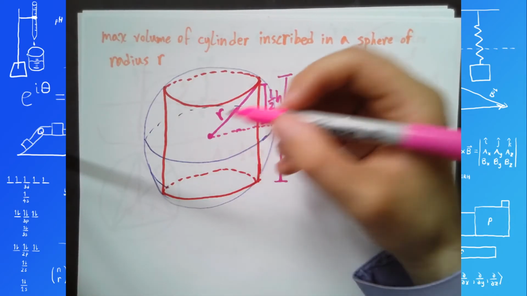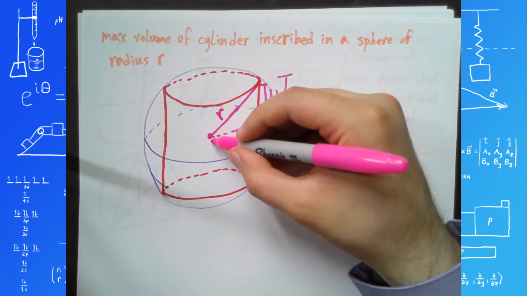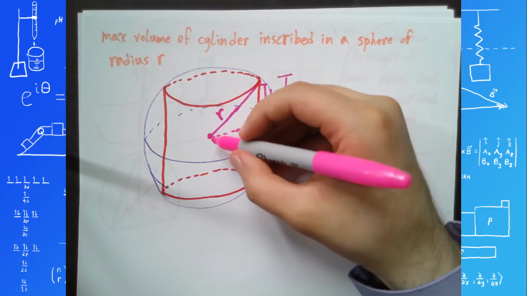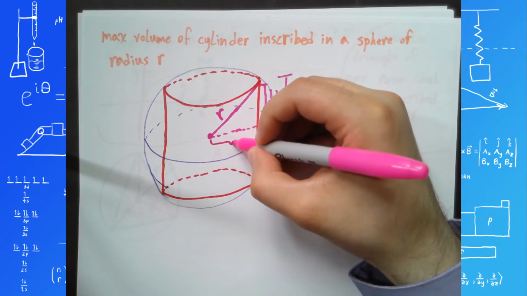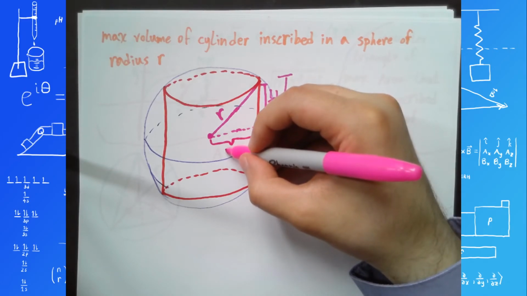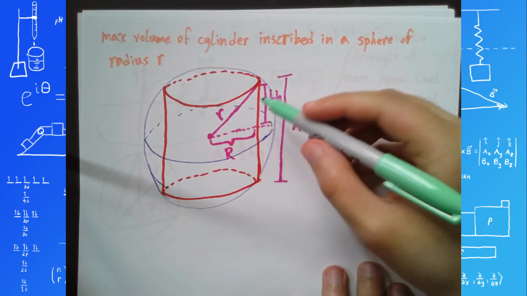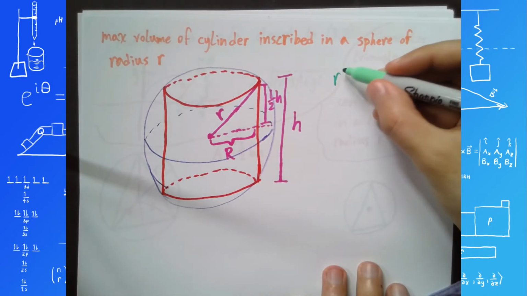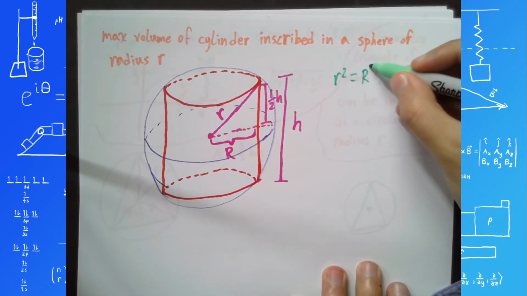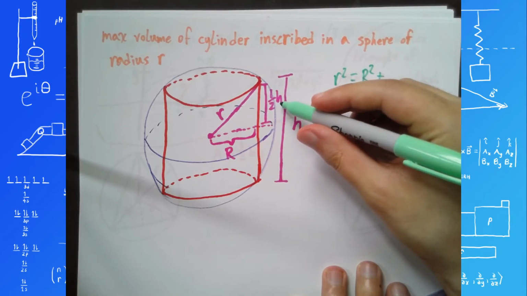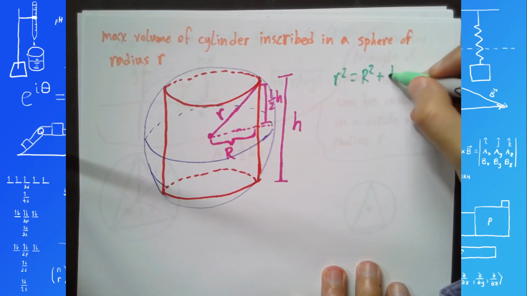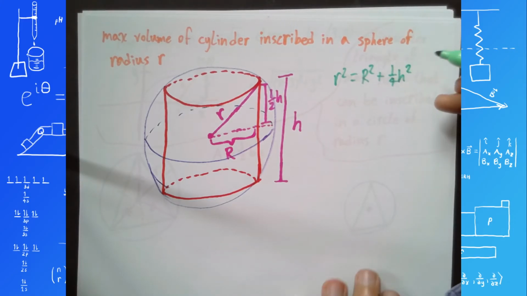And I guess I can define this inner radius, the radius of the cylinder itself. Let's call that big R. So I know at the very least that I have the following relationship. I know by the Pythagorean Theorem that little r squared is equal to big R squared plus the square of 1/2 h, which is the same as 1/4 h squared.